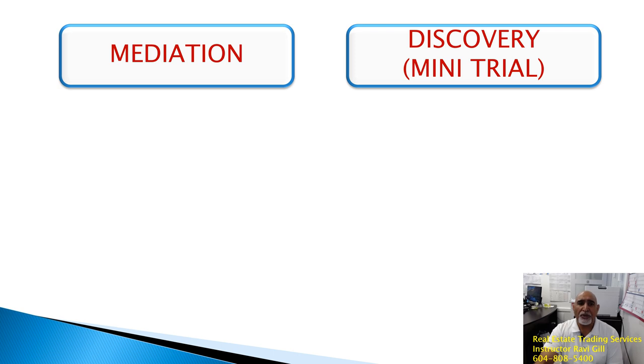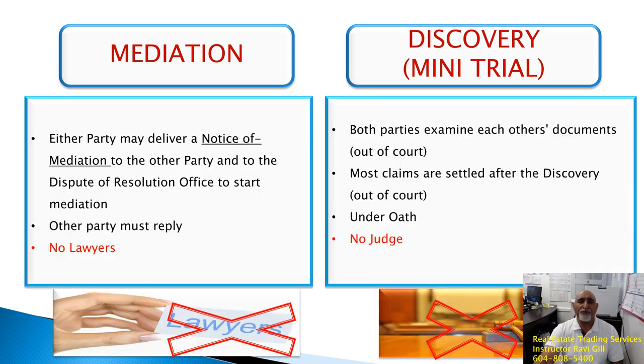Okay, next topic we want to look at is the difference between mediation and discovery. We know discovery happens before the trial. And we know in discovery there's no judge, it's under oath, and most claims are settled after the discovery because both parties get to see each other's evidence and who has the stronger case. Usually the person who has the weaker case will ask to resolve at the discovery.